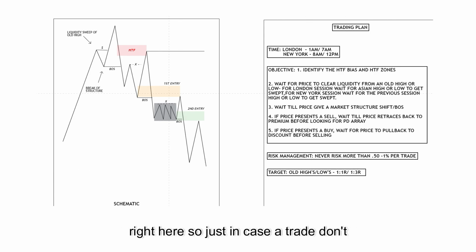So just in case a trade doesn't play out, because no strategy has a 100% win rate. There's no strategy where you're going to win every single trade. So if you manage your risk properly, you will always end up with a small loss or a win, and then you will always remain in profit. So risk management is super important.